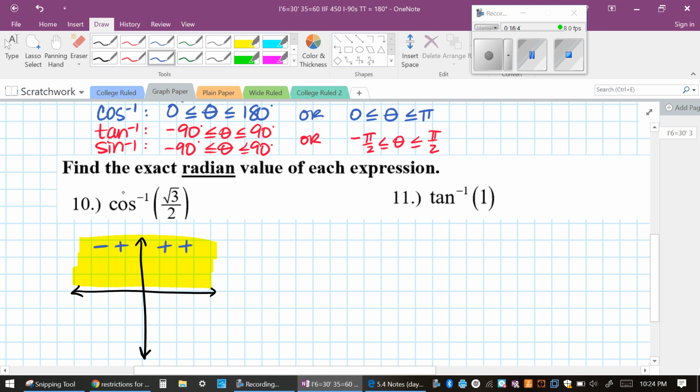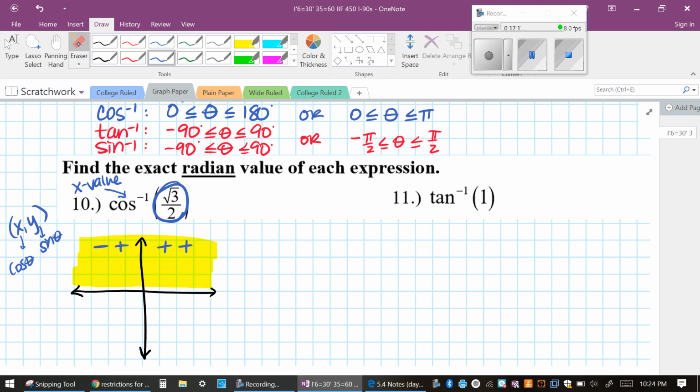Cosine is the x value of an ordered pair, and since theirs is positive, that automatically means it's got to be quadrant 1. Remember that in an ordered pair, the x value is cosine, the y value is sine. Since the cosine is positive, I'm looking for which of these quadrants has a positive x value. That's why it's important to know the restrictions. So I'm definitely in quadrant 1.